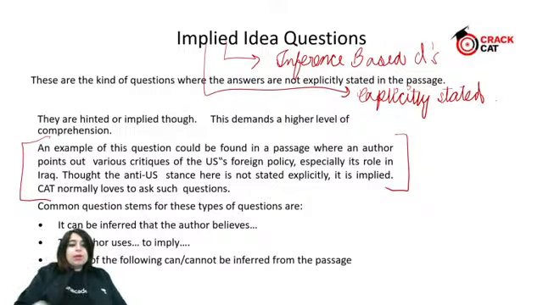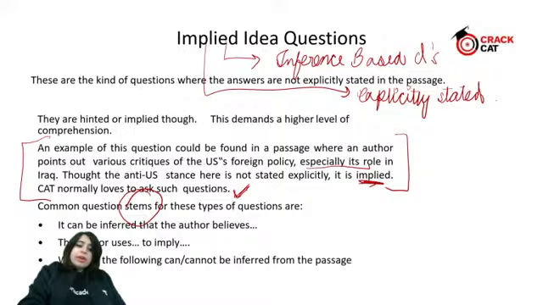So one simple example has been given to you. An example of this question could be found in the passage where the author points out various critiques of US's foreign policy, especially its role in Iraq. Though the anti-US stance here is not stated explicitly, it is implied, right? So CAT normally loves to ask such questions.